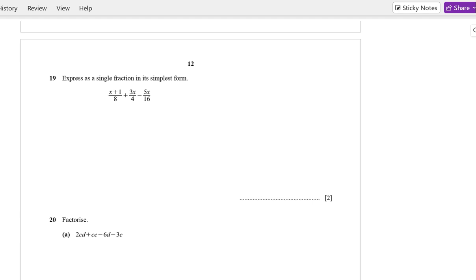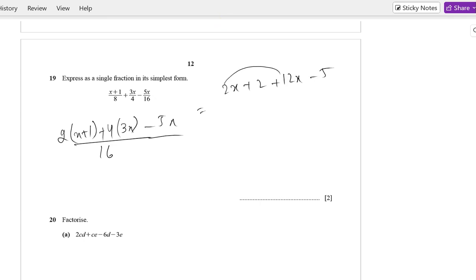Okay, yeah, your LCM is 16. 2 times 8 is 16. 4 times 4 is 16. And 16 one time is 16. So it would be 2x plus 2 plus 12x minus 5x, 14x, 9x plus 2 over 16.